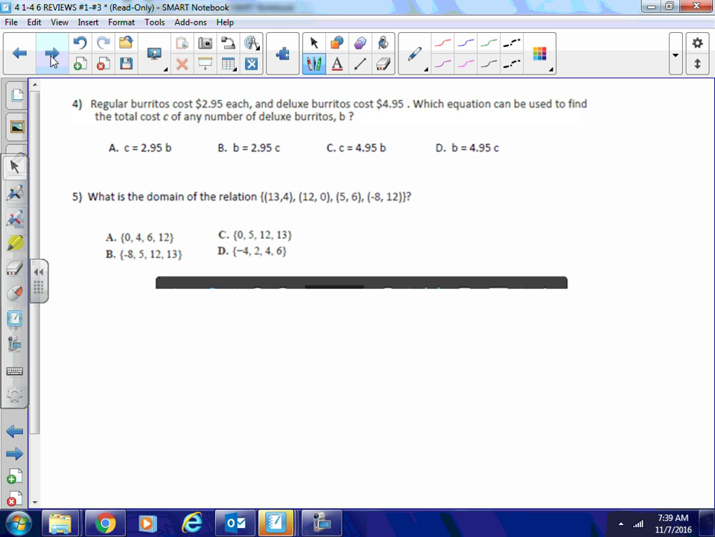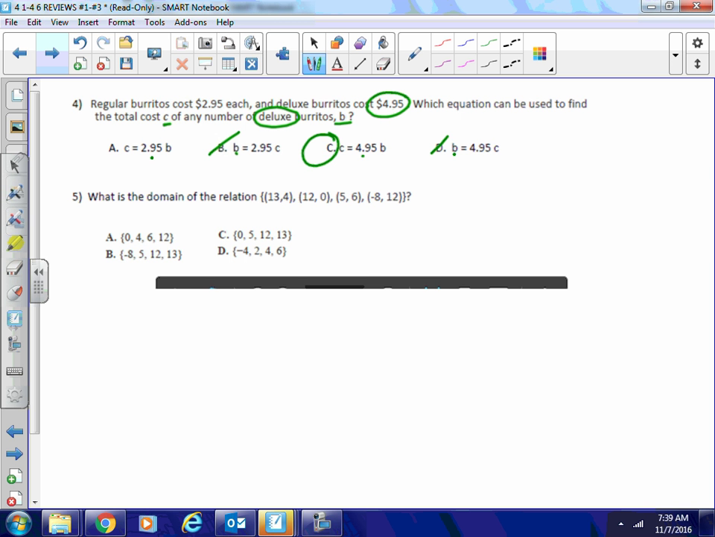Number 4, regular burritos cost $2.95 each, and deluxe burritos cost $4.95. Which equation can be used to find the total cost C of any number of deluxe burritos B? So I want ones that use cost C for burritos B. Well, let's rule out this one because that B there, and this one, that B there. So let's look at A and C. The difference is the slope here is 2.95 and the slope here is 4.95. Well, notice they want us to calculate for deluxe burritos, which they have told us cost 4.95. So our equation will be choice C.